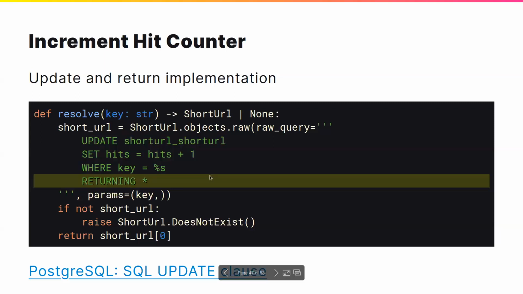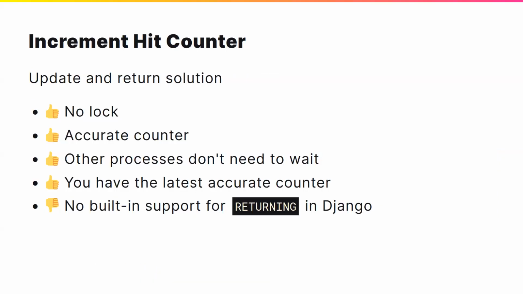You see that? So now if we didn't update anything, then it means that this short URL does not exist. And if we did, then we can just return the object. So that's a very cool trick, especially if you implement a lot of ETL processes or have lots of concurrency problems. So with this solution, no lock, accurate counter, other processes don't need to wait, so it's faster. And you have the latest accurate counter. The only problem with this approach is that not all ORMs have built-in support for RETURNING.